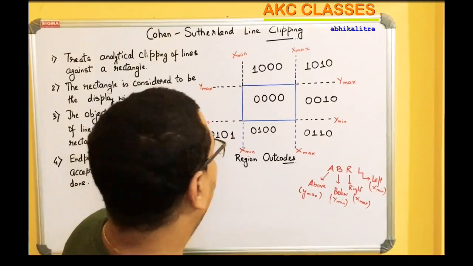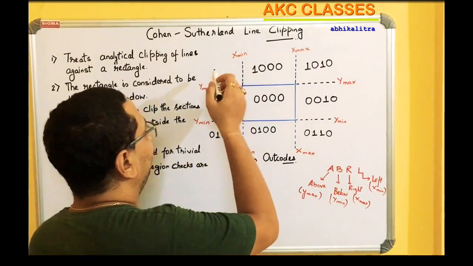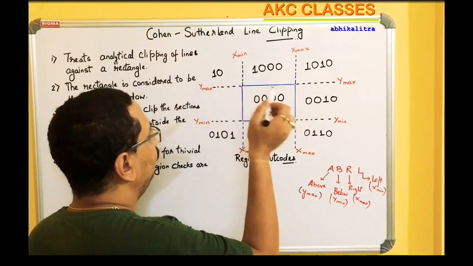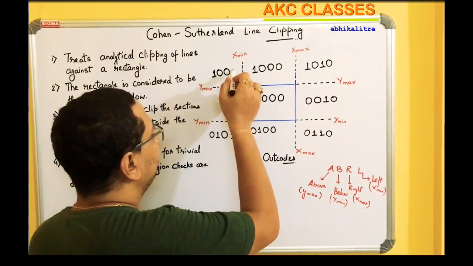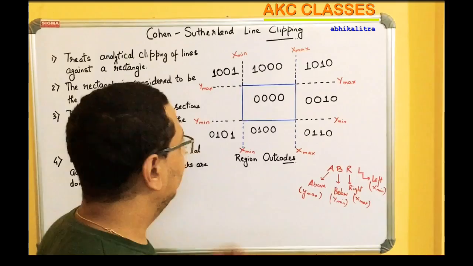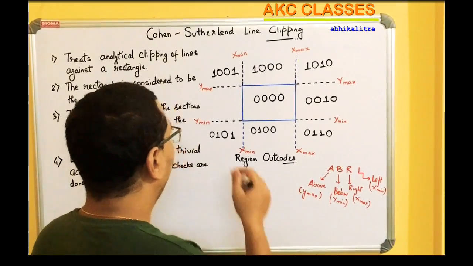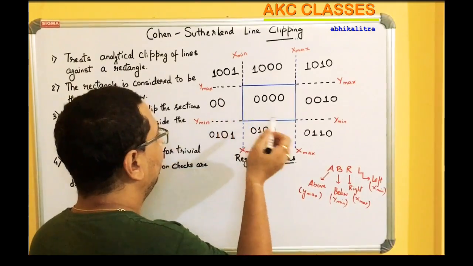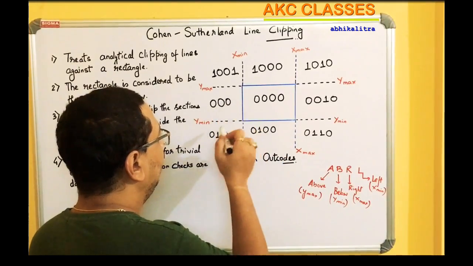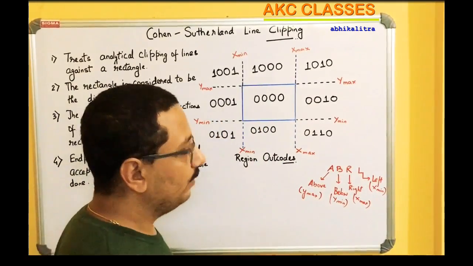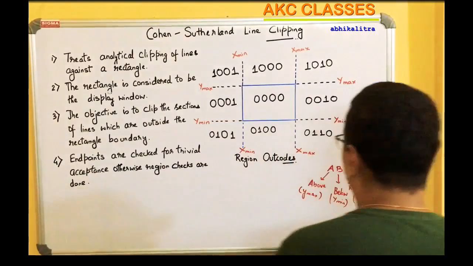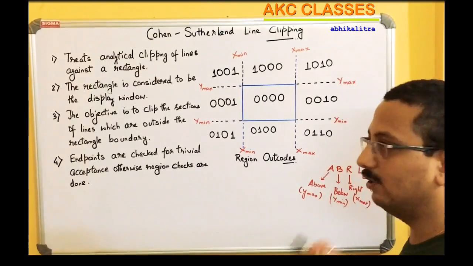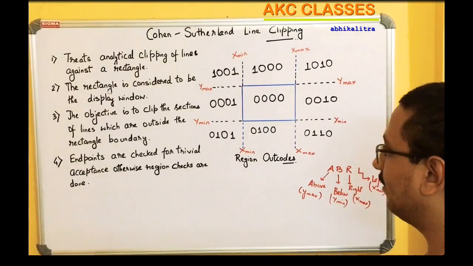Right? So now for this one. Above y max, yes. Below y min, no. Right of x max, no. Left of x min, yes. Last one. Above y max, no. Below y min, no. Right of x max, no. Left of x min, yes. So in this way, we have calculated the region codes for all the remaining sections using the rule that we have set as ABRL.